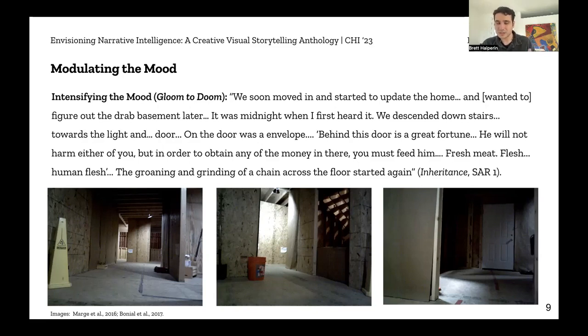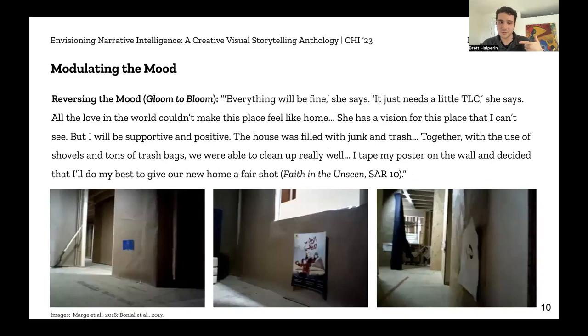So here we see the mood was initially detected as drab, and then it became intensely drab, to say the least. It became extremely dire. Now, the converse of this is what we call reversing the mood, where again, an initial mood is detected, but it transforms to become a completely opposite type of space, what we call a gloom to bloom scenario. This story is called Faith in the Unseen.